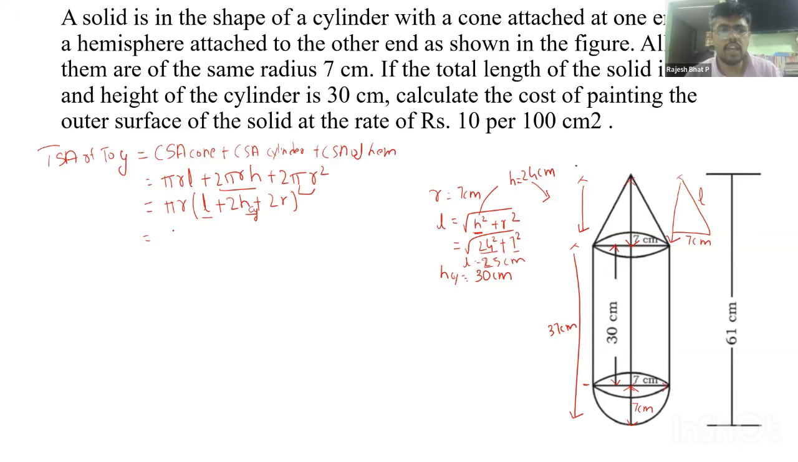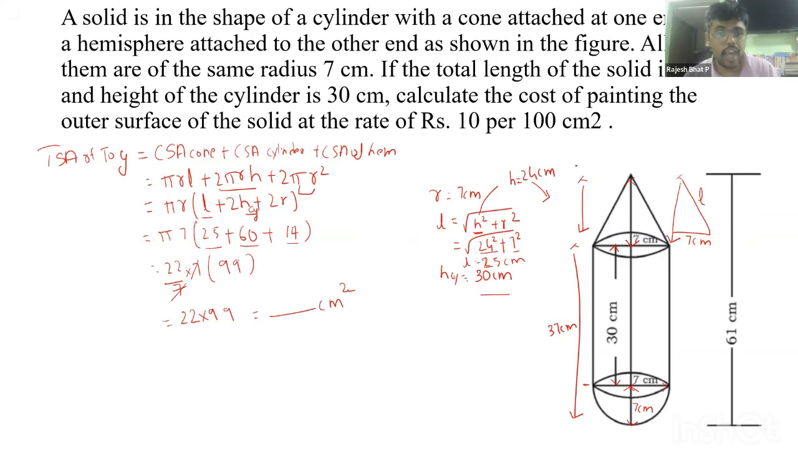Now just simplification. Anybody can simplify. Pi keep as it is. Radius is 7. Slant height, I just found out, is 25. Twice the height of the cylinder: the height of the cylinder is 30, so it is 60. Twice the radius is 14. Now you can simplify because 7 is already there. When you add everything, 60 plus 25 is 85, 85 plus 14 is 99. So 7 and 7 cancel, and you get 2 into 99.